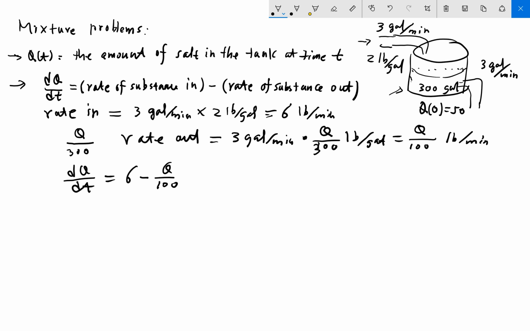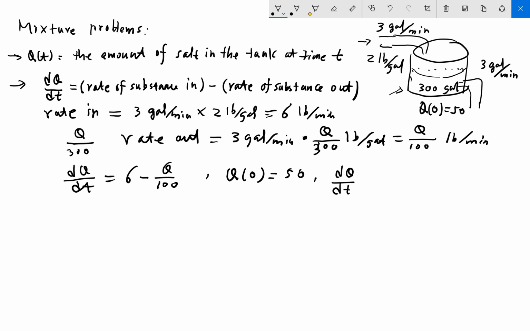So we got a differential equation, and we also know the initial condition. At t equal to 0, at the beginning, how many pounds of salt are in the tank? We've been told it's 50. So we have a differential equation with an initial condition. Now we want to solve this differential equation and find Q. Do we know how to solve this equation? Yes, we do. This equation is a linear equation.